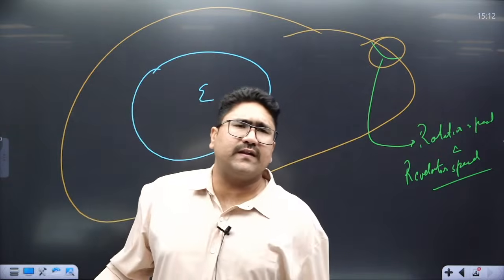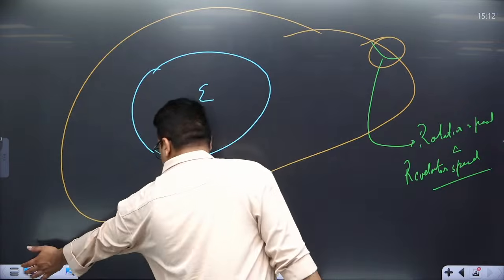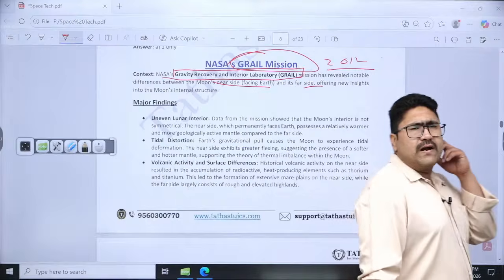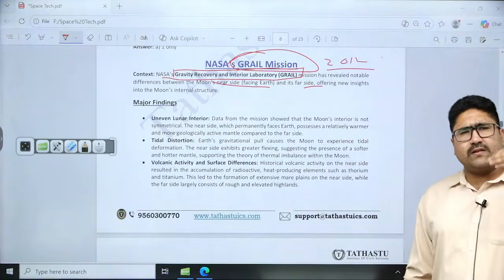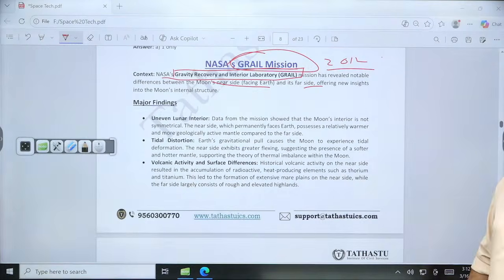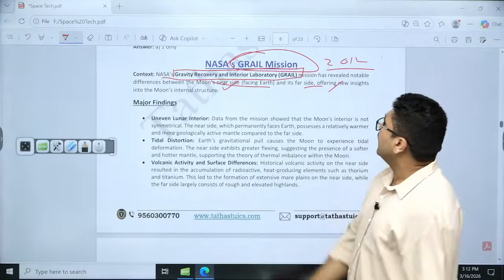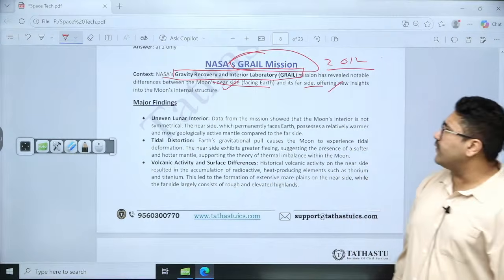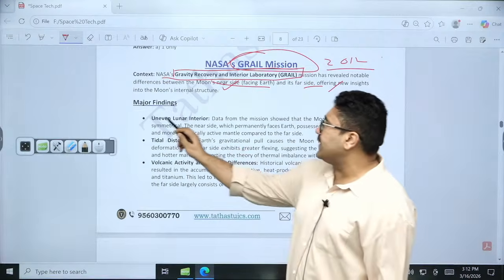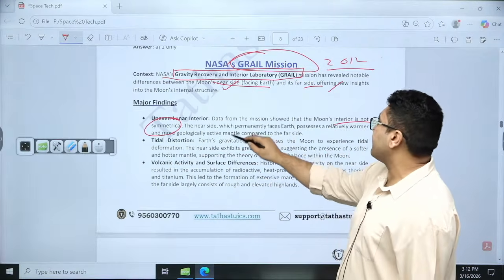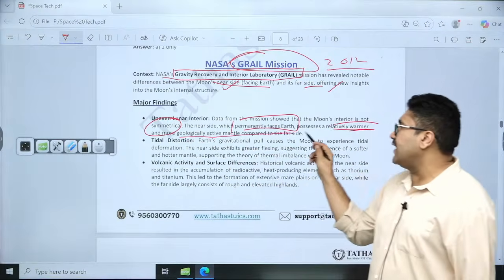Therefore, what it says is that there is a permanent astronomical phenomenon that is observed, that is the difference between the front side and the back side of the moon. That is the difference between the near side and the far side of the moon. What is the difference? Data from the mission showed that the moon's interior is not symmetrical. The near side, which permanently faces Earth, has a relatively warmer and geologically active mantle.